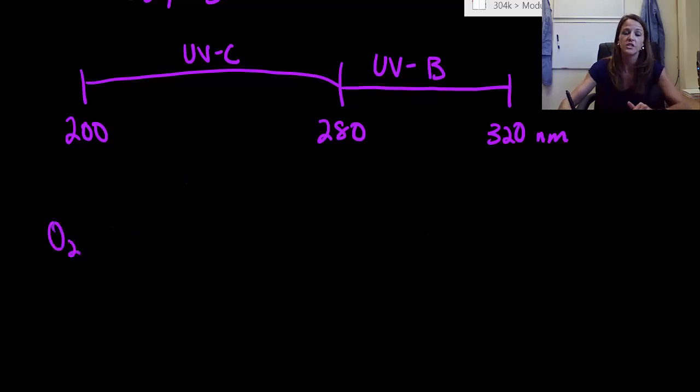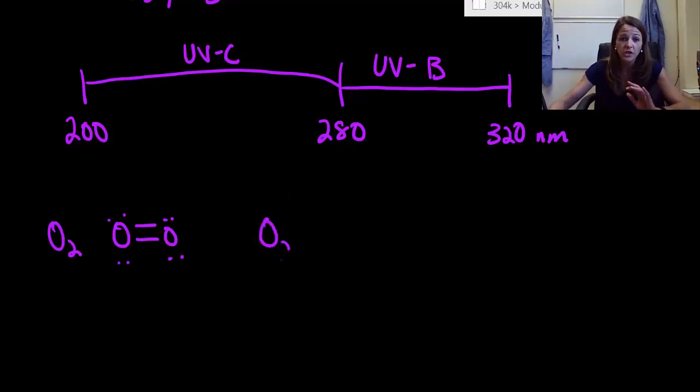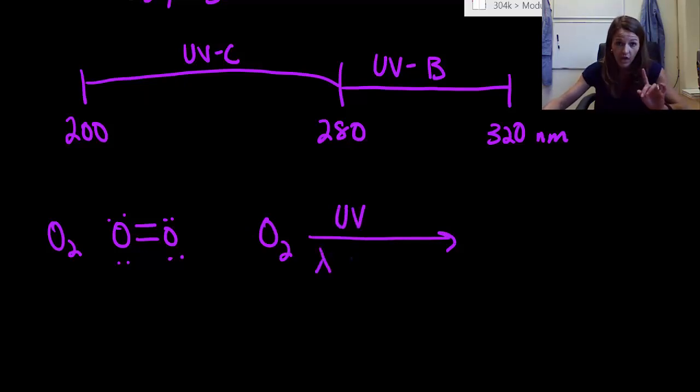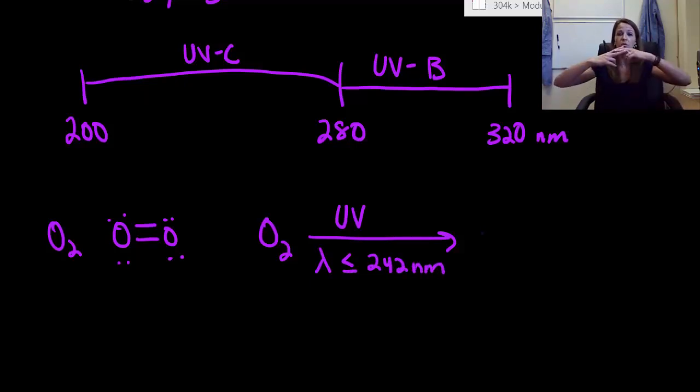So oxygen is a diatomic. It's doubly bonded. I fully expect you to be able to draw this out by now. What's really cool is when we take oxygen and hit it with UV radiation, specifically with a wavelength less than or equal to 242 nanometers, the double bond splits. The entire energy goes right into this double bond, forcing it to break apart, and you're left with 2 monatomic oxygen atoms. They used to be connected. The UVC radiation hits the bond, it breaks apart, and now you have an oxygen over here and an oxygen over here.